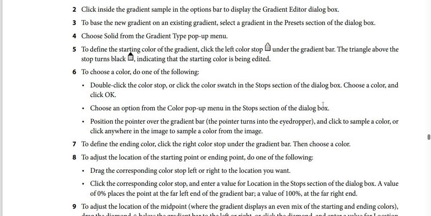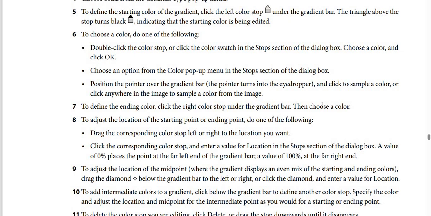Step number five, to define the starting color of the gradient, click the left color stop under the gradient bar. The triangle above the stop turns black, indicating that the starting color is being edited. Step number six, to choose a color, do one of the following. You should double click the color stop, or click the color swatch in the stops section of the dialog box, choose a color and then click OK. Or choose an option from the color pop-up menu in the stops section of the dialog box.